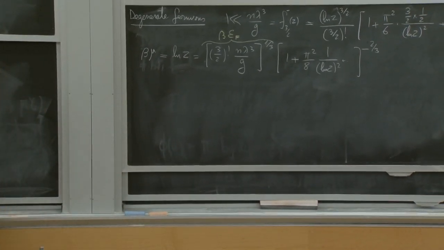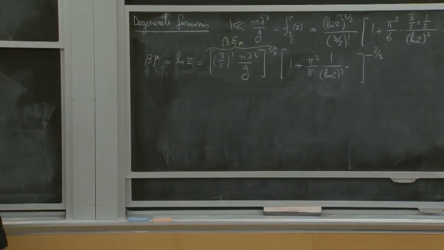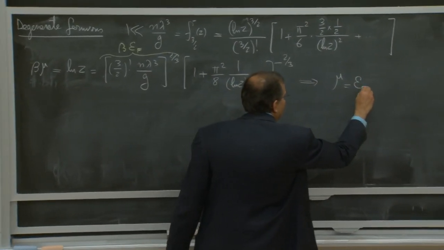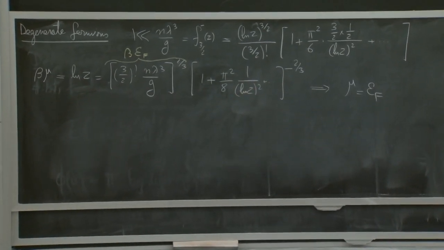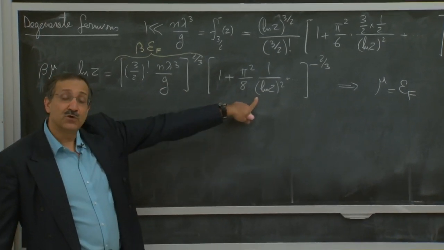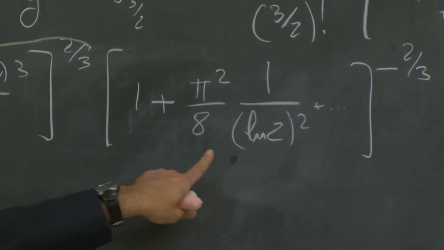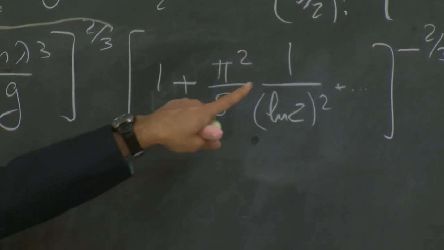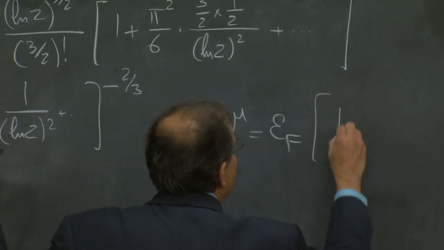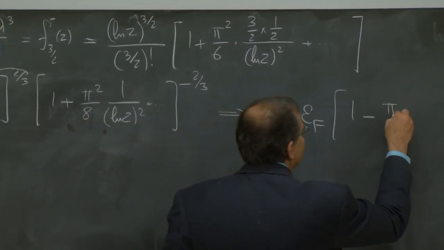So the zeroth order solution for the chemical potential is clearly this epsilon F. What do I have to do if I want to calculate the next correction? Well, I can put the zeroth order solution for log z in this expression, and then that will give me the first order correction. I have to raise this whole thing to the minus 2/3 power. So pi squared over 8 becomes 1 minus 2/3 of pi squared over 8, which is minus pi squared over 12.